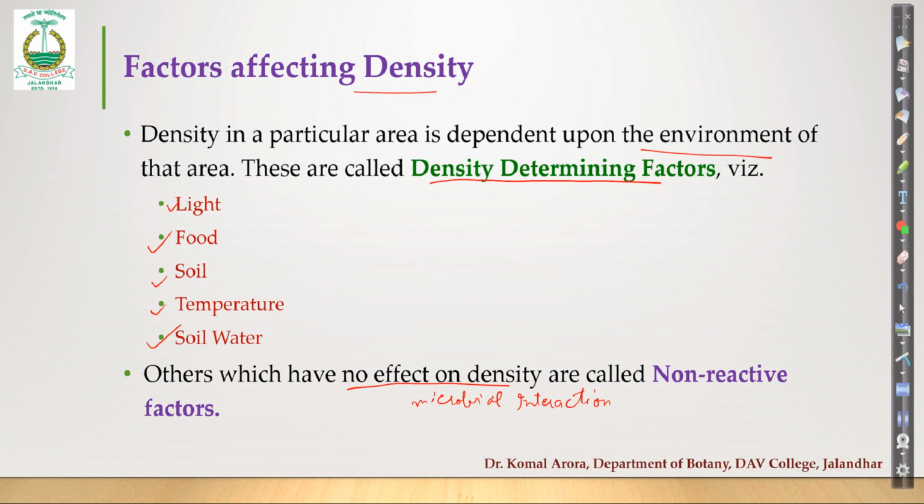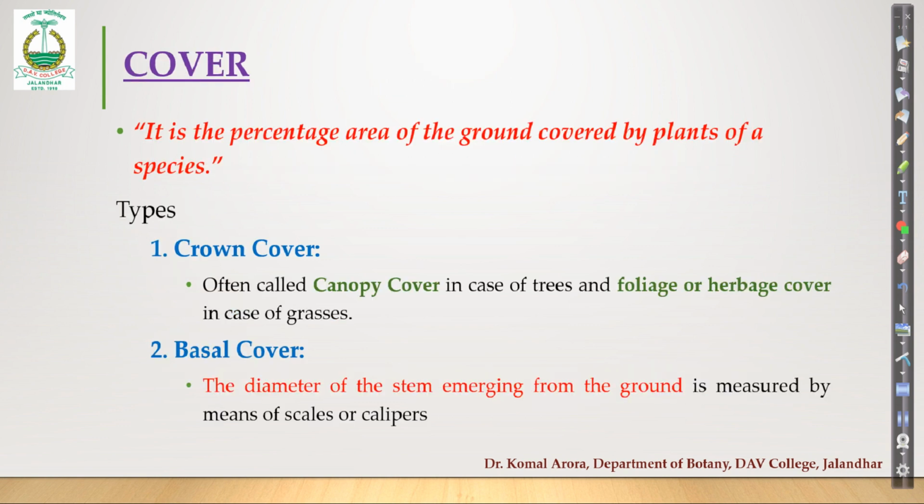Means the plants which are mainly not from the family Leguminosae, which don't form any kind of symbiotic associations, will not be affected by the microbial community. Which microbial community? Which is associated with nitrogen fixation. Whereas the Leguminosae plants, they will get affected by the availability of the type of microbes with which they can have association. So such factors which have no effect on density are called non-reactive factors. So that's all about density.